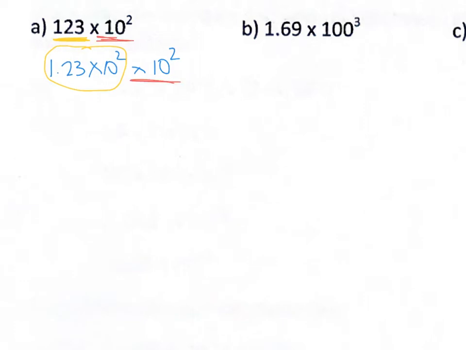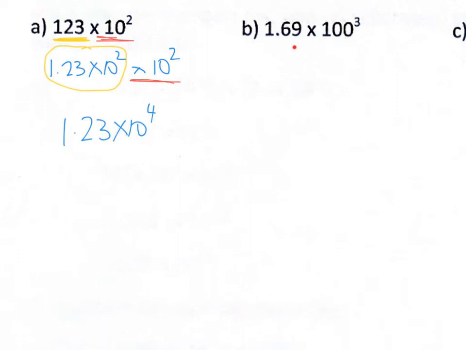Our rules for indices: we've got 10 squared times 10 to the power of 2, and when they're the same base we add the powers, so we can express that as 1.23 times 10 to the power of 4. We've got a number between 1 and 10, and we've got a power which is a whole number. So we're good.